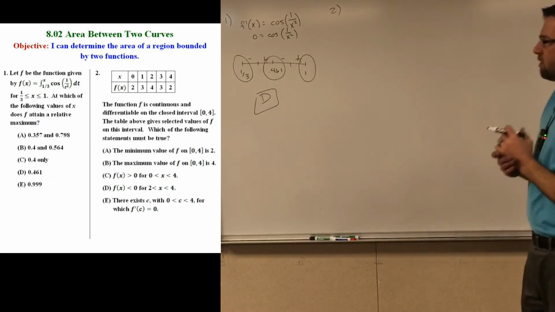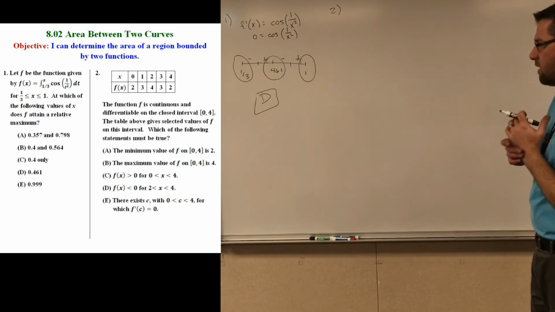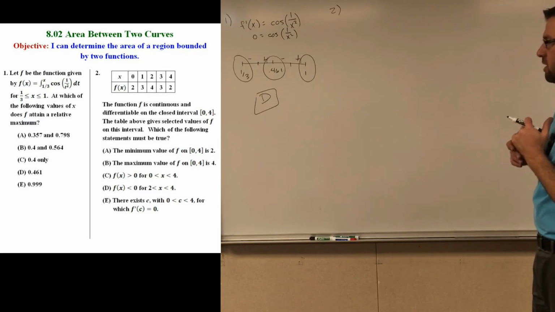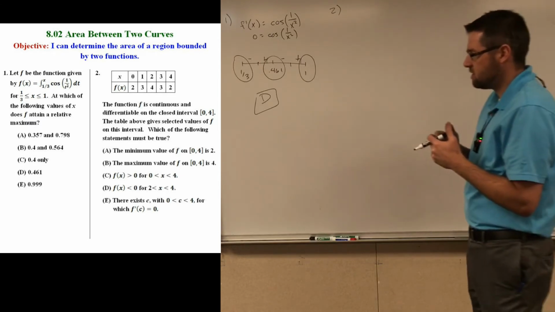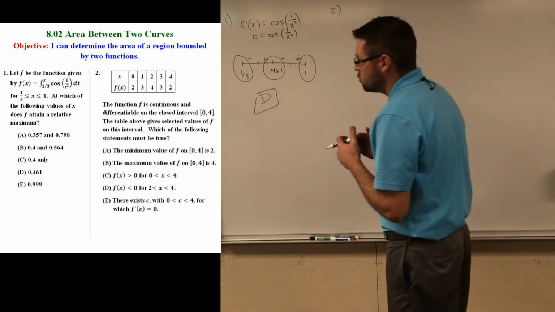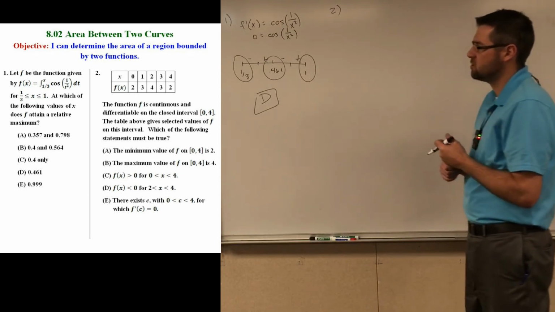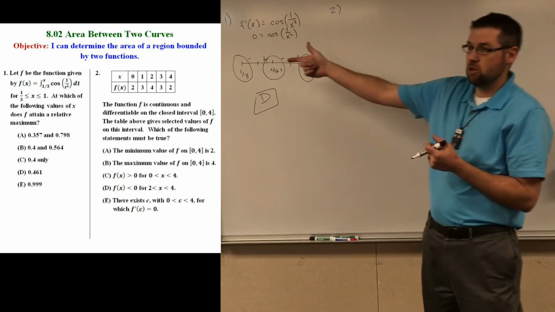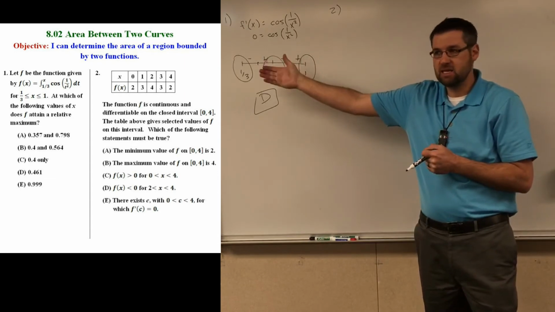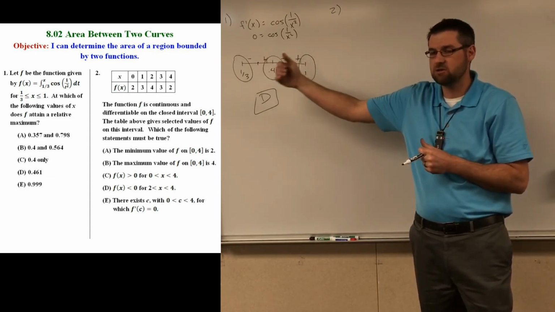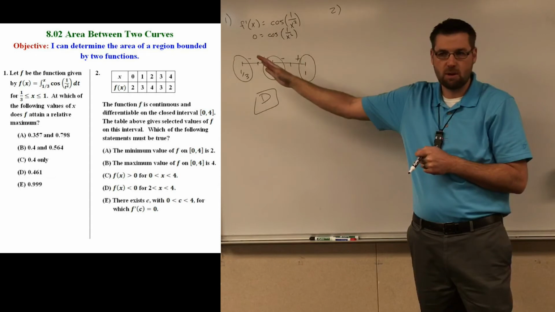All right, given the table that we have here, f is continuous and differentiable. The table above gives select values of f on the interval. Which of the following statements must be true? Does f, let's see, the minimum value of f is 2. Does that have to be true? Is 2 the lowest value there? Yes, it is, but because this is a table of values of a continuous function, this doesn't represent all values.